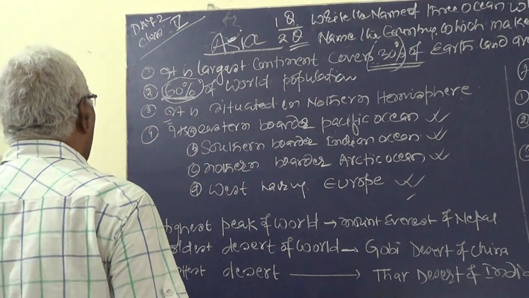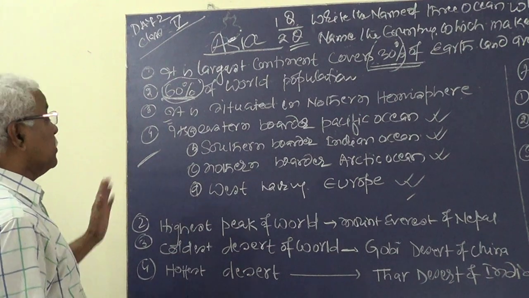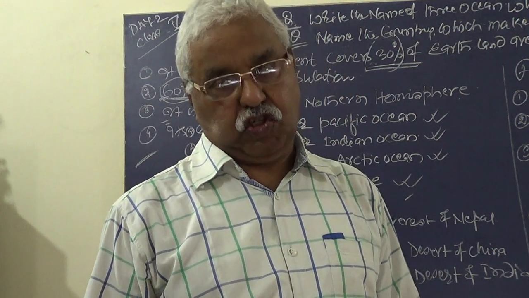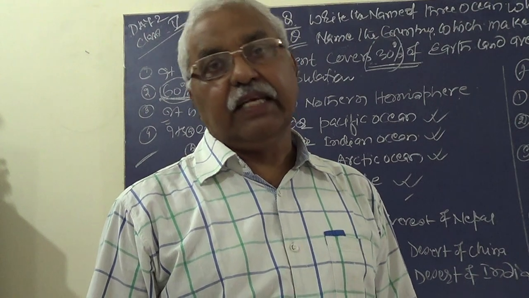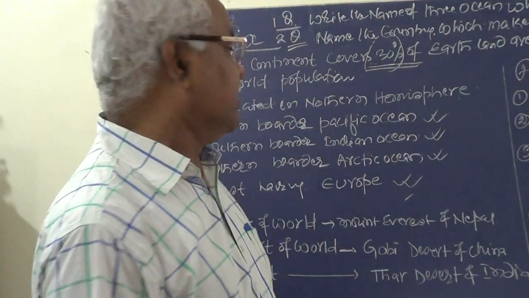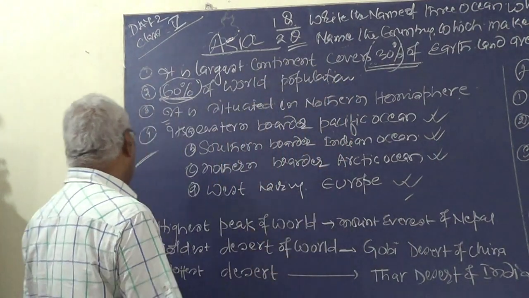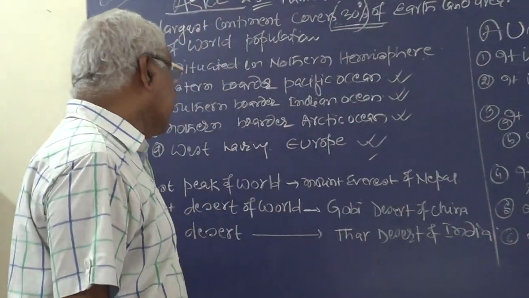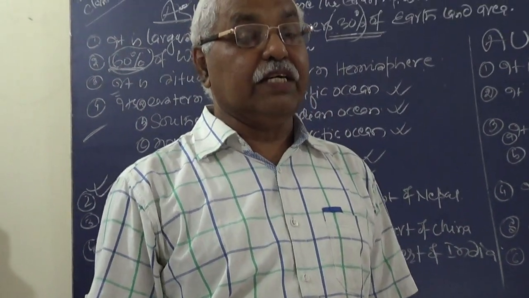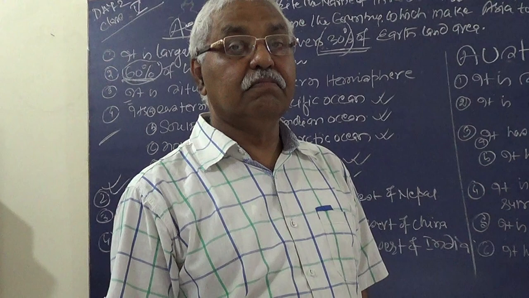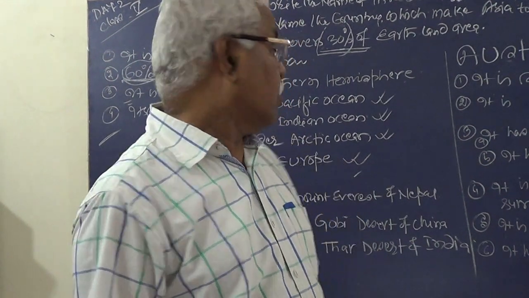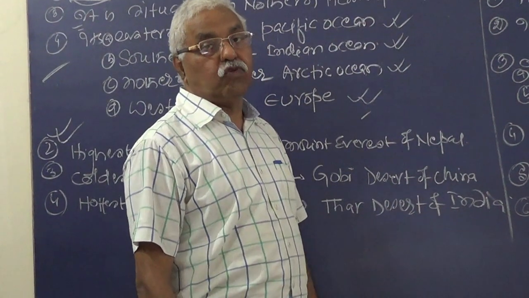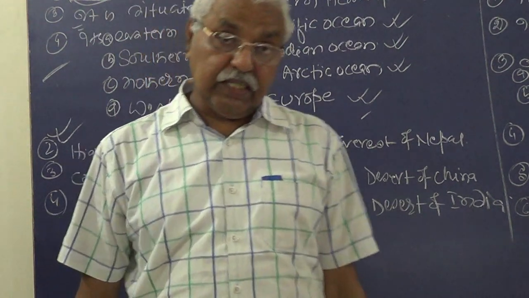Now children, after understanding these four points, the highest peak of the world is what? You know that it is Mount Everest. But Mount Everest is in Nepal. So Mount Everest of Nepal is the highest peak of the world. The coldest desert of the world is Gobi. That is the desert of China. Gobi desert of China, it is the coldest desert.